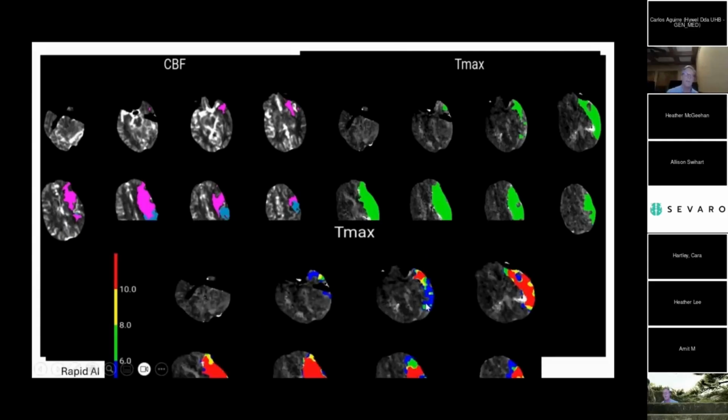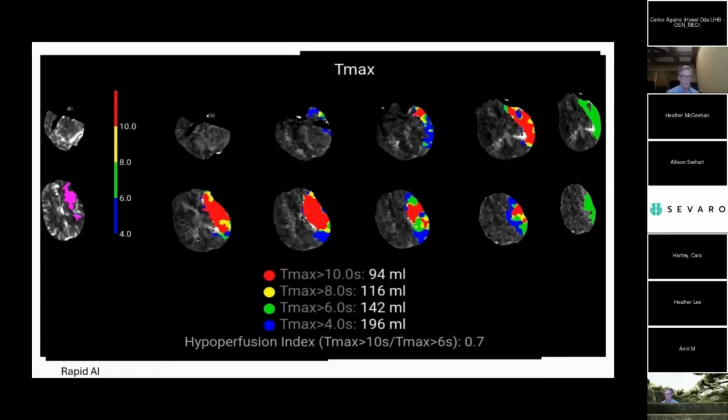They have a hyperperfusion map, as do the other vendors. I'm not going to go over the hyperperfusion map with everybody, but let me describe to you what it does, because it is pretty neat. They compare the Tmax of 10 to the Tmax of greater than 6 and establish a ratio. That ratio will help determine how good the collateral flow is. So the ratio here is 0.7. Everything above 0.4 is considered poor collateral flow.